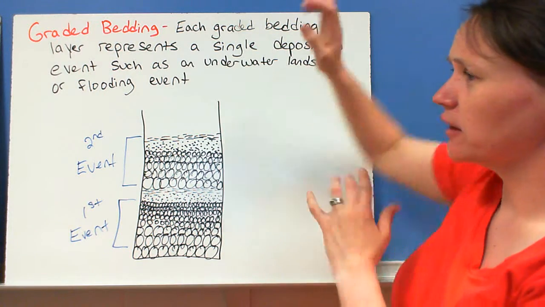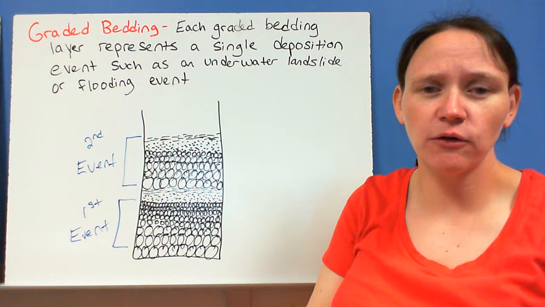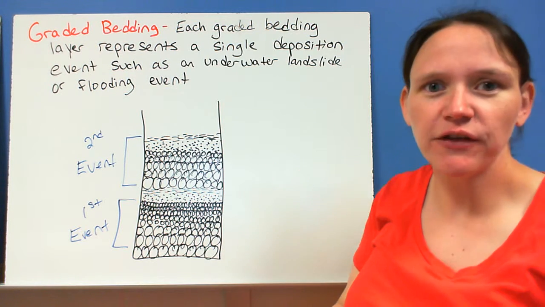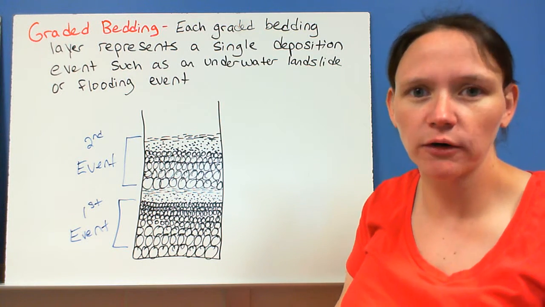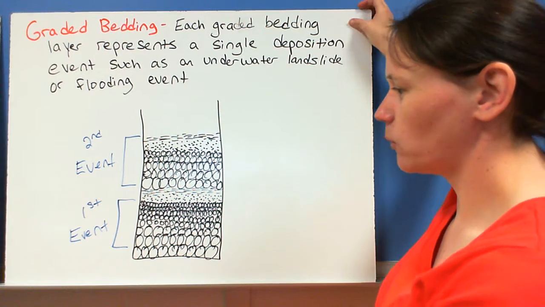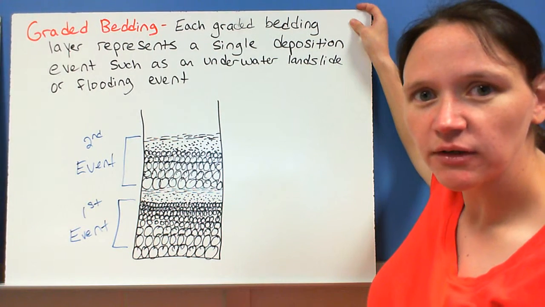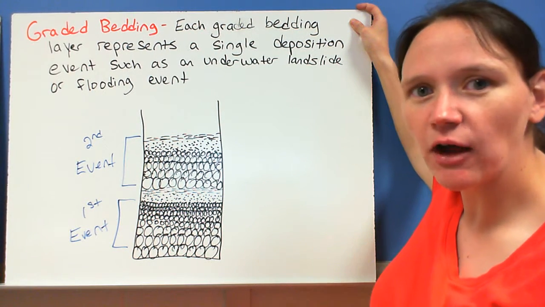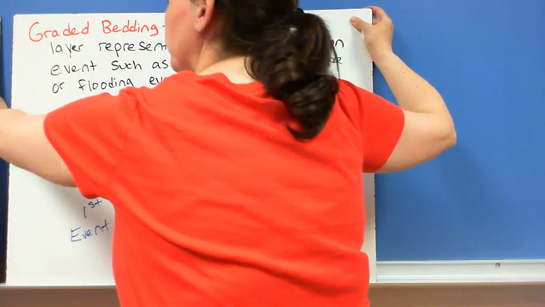So these are the horizontal sorting, the vertical sorting, the graded bedding. These are things that we see in water, because water, like I said, will allow the deposition to occur by size.